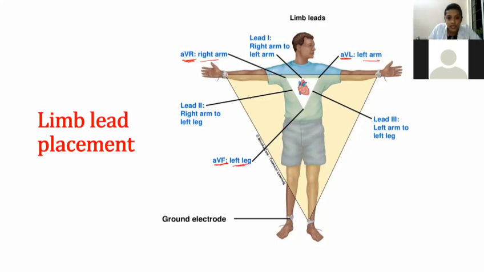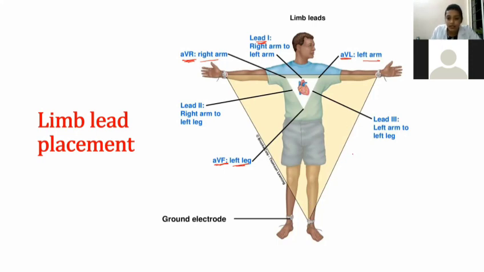So these three are unipolar electrodes. And you can see lead 1, lead 2, and lead 3 also. These leads are bipolar electrodes. So they need both positive and negative electrodes for monitoring. In lead 1, it is the right arm to left arm. In lead 2, it is the right arm to left leg. And in lead 3, it is the left arm to left leg. So this is the triangle.